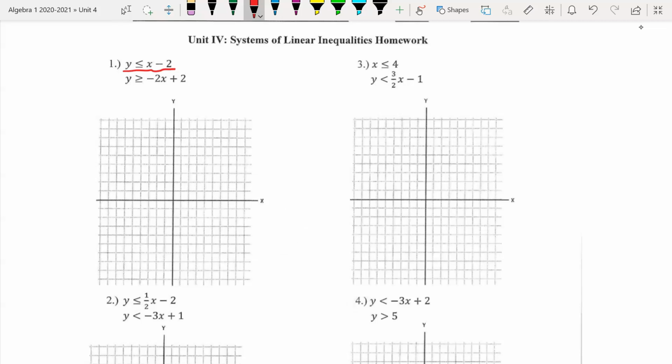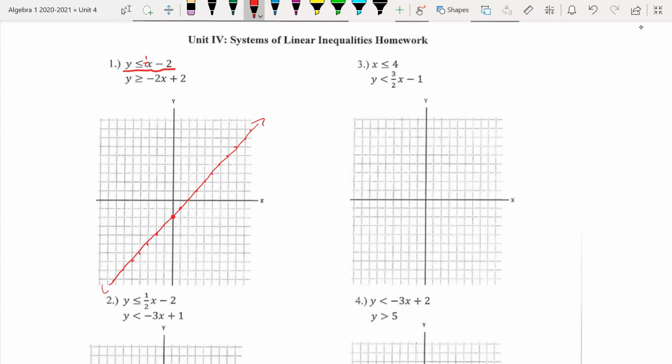So that means I would start at -2, and I would go up 1, right 1, up 1, right 1, because my slope is 1 over 1. Or I can go down 1, left 1. Now this is going to be a solid line because it's less than or equal to. The equal to tells me solid.